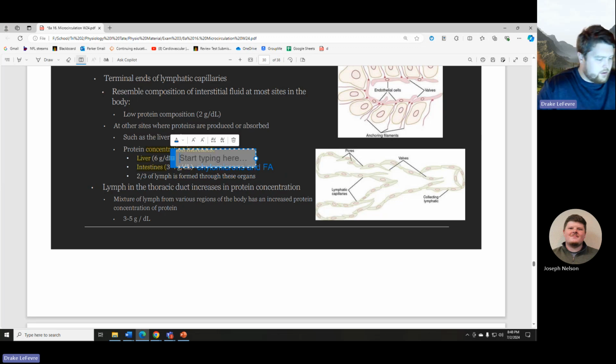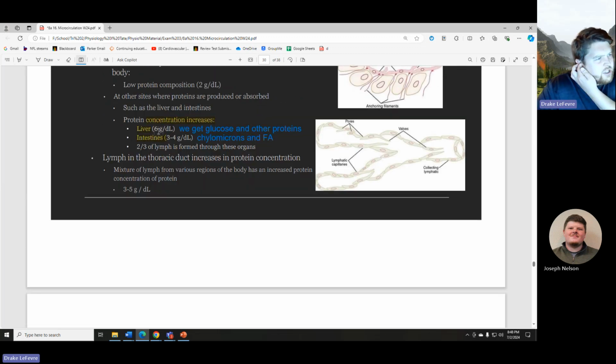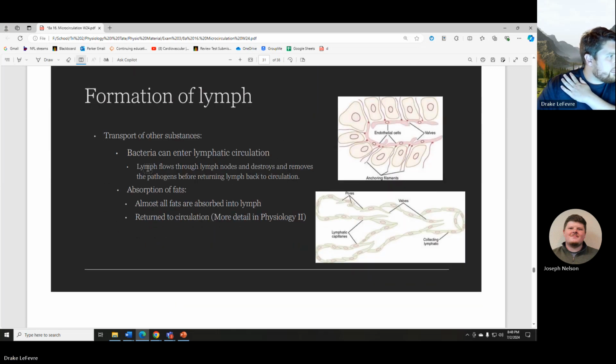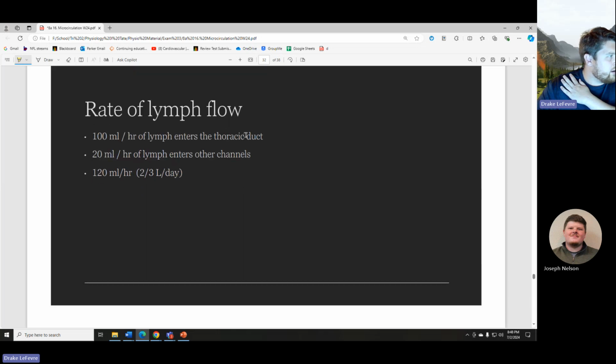And in the liver, we get glucose and other proteins flowing from the liver. So that's why that kind of stuff is going to increase. Also, the liver is cleaning everything, so because it's cleaning a bunch of stuff, it's going to have extra proteins in it. Bacteria can enter. There's the part of the fats. More detail in Phys 2. We'll get into even more of that.